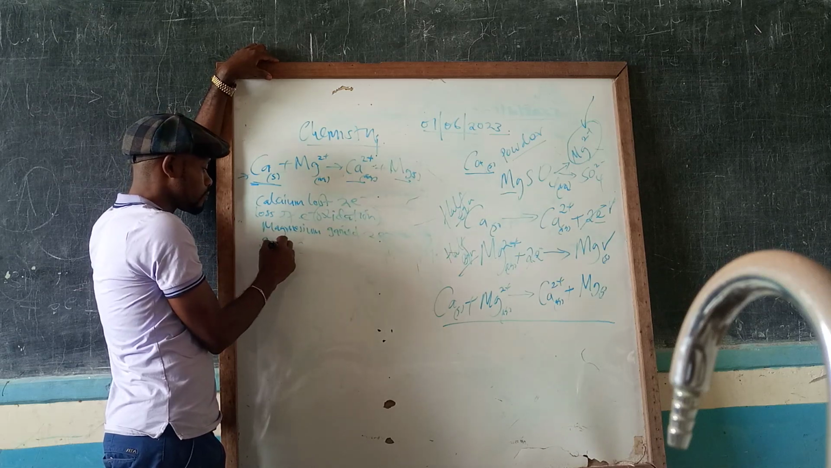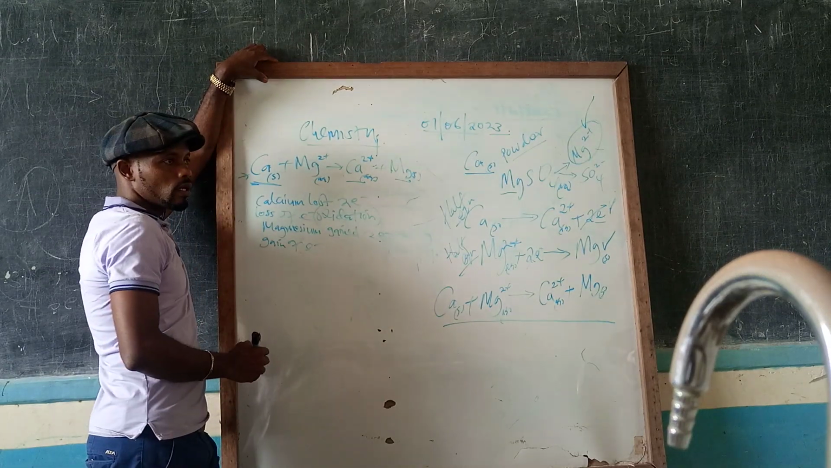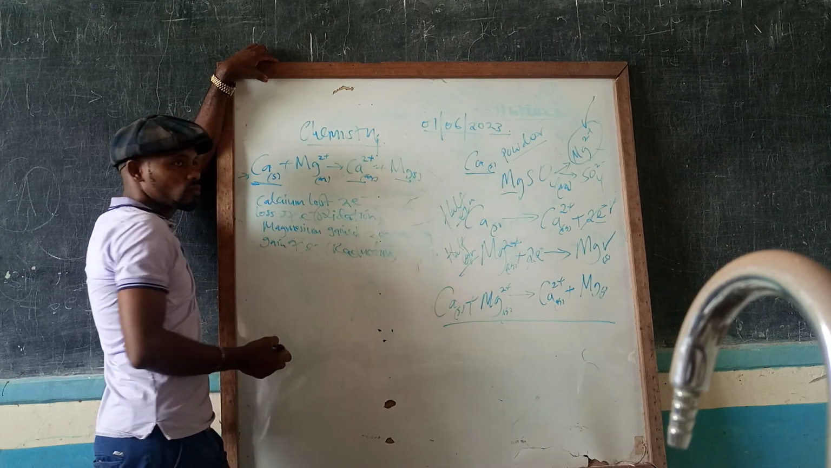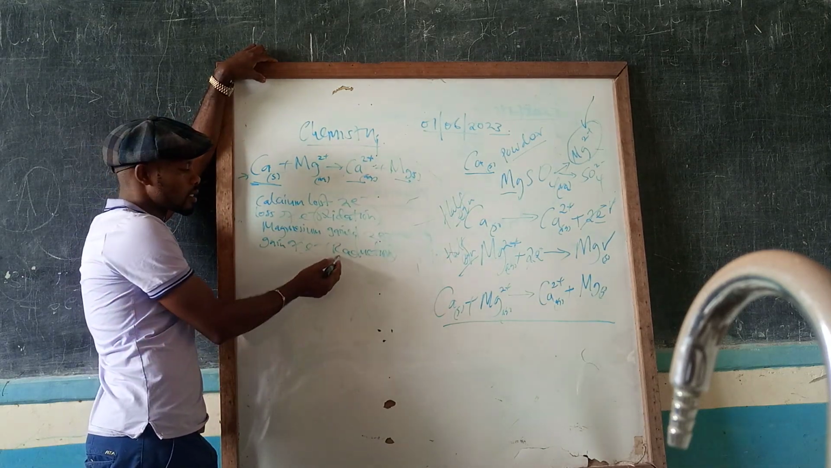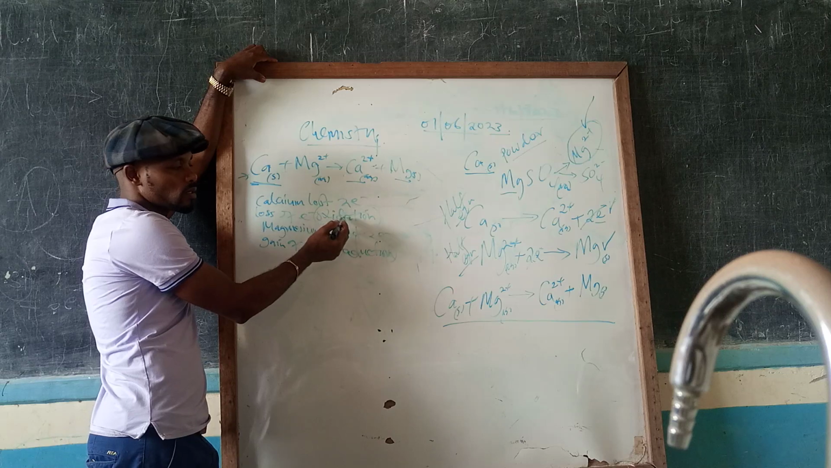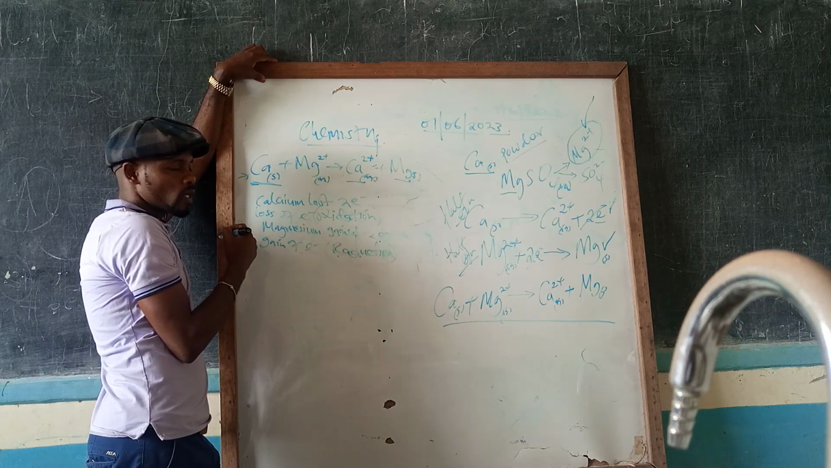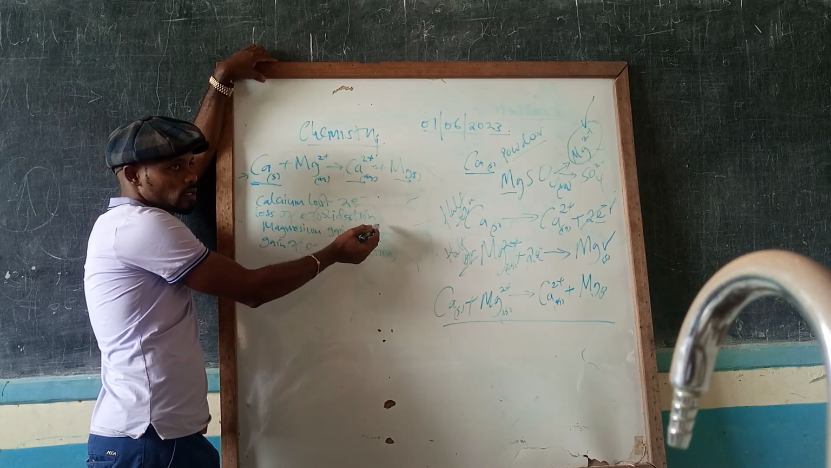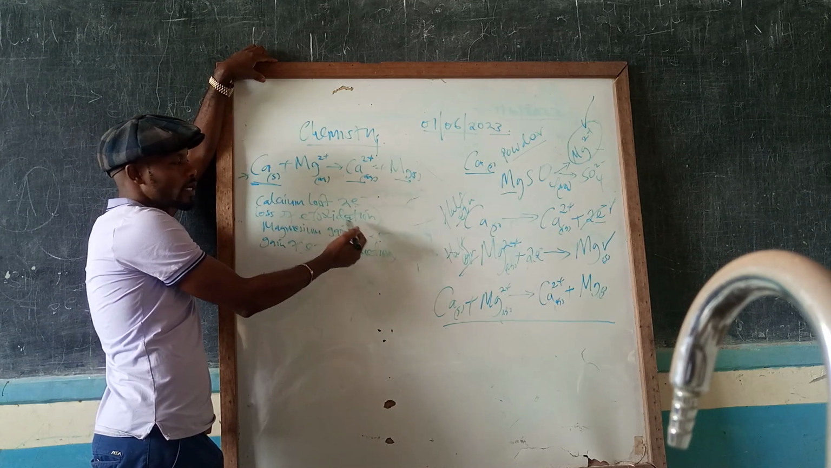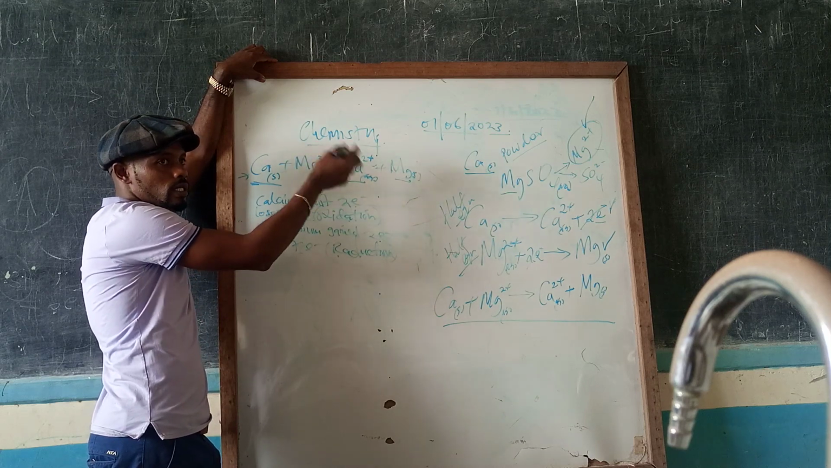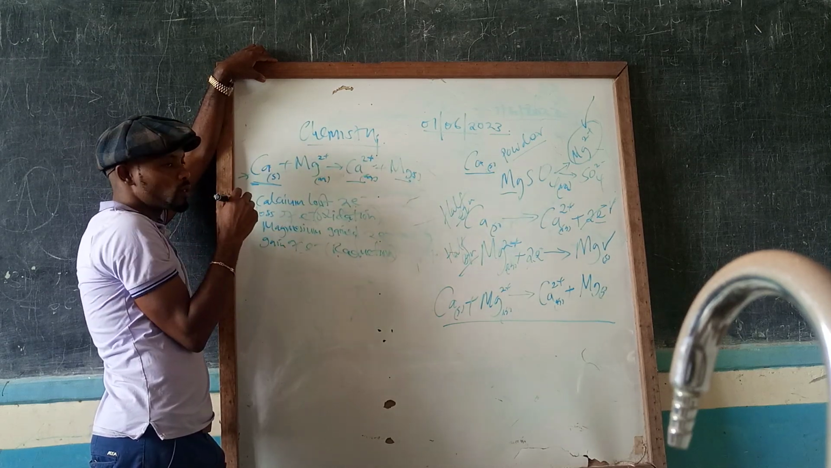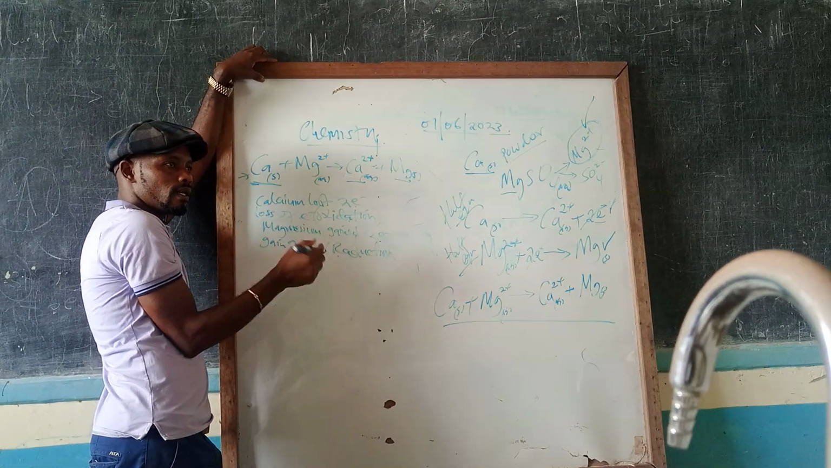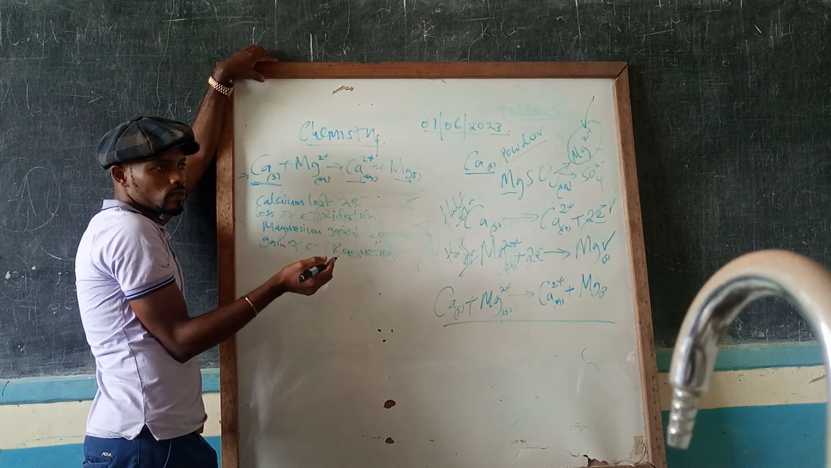So magnesium gains 2 electrons, and gain of electrons is reduction. Loss of electrons is oxidation. Calcium lost 2 electrons, that is oxidation, and the 2 electrons are gained by magnesium to reach its atomic state. So when we are talking about an oxidizing agent, it is the agent which is reduced.